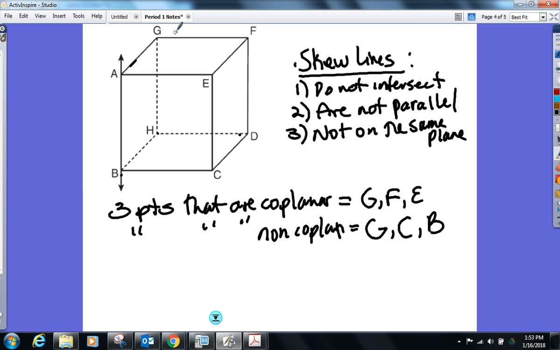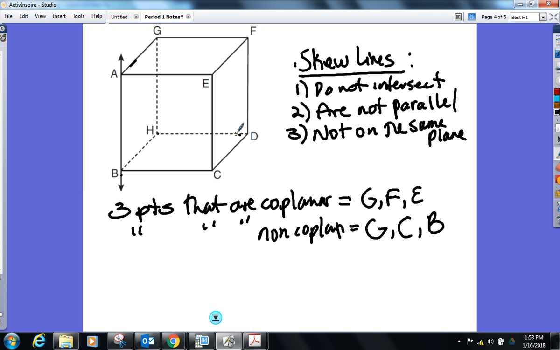Bella? AB? No, she said AE. Oh, you did? I thought you said AE. Then AB and HD. I thought you said AE and HD, and I was like, oh, those are parallel. But no, AB and HD, yes, skew. One goes here, one goes behind. Mike, okay, I'm still confused with the non-coplanar GCB.